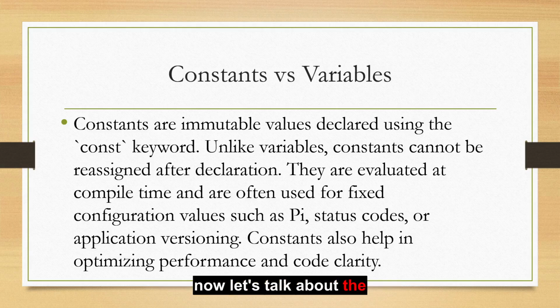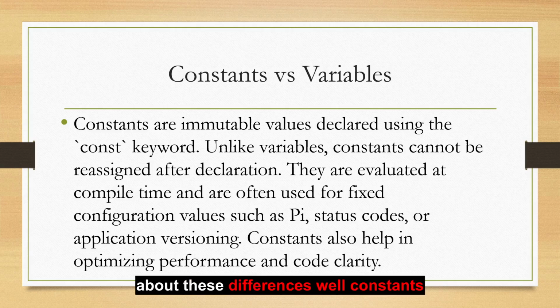Now let's talk about variables. These are values that can change while your program is running. You use the var keyword to declare them. Unlike a constant, variables can be reassigned with new values anytime. For example, if you are keeping track of your player scores in a game, that's a variable because the scores keep changing.